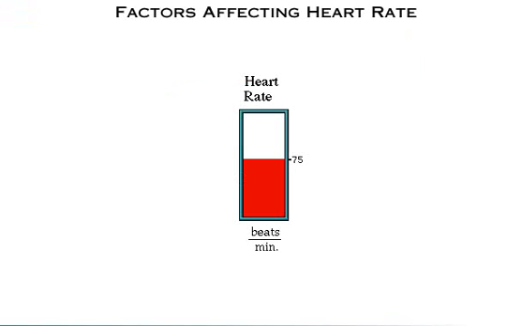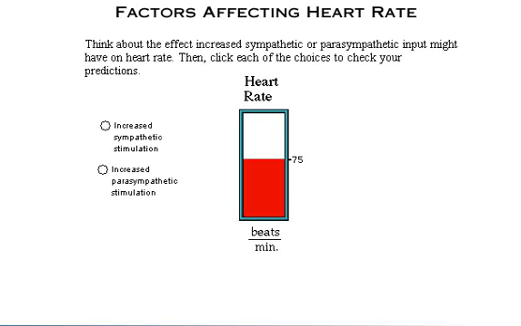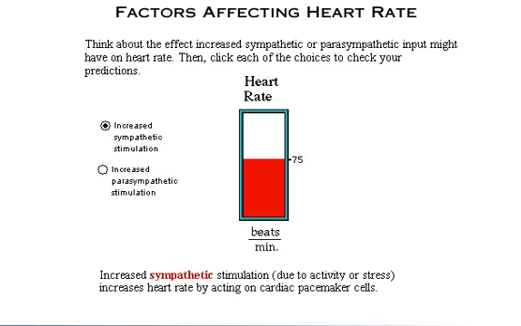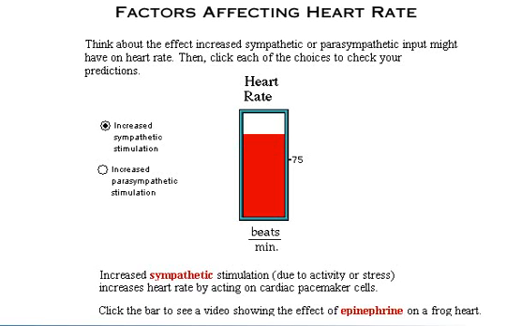The key factor regulating heart rate is the balance between sympathetic and parasympathetic stimulation of the heart. Here's an exercise for you. Think about the effect increased sympathetic or parasympathetic input might have on heart rate. Then, click each of the choices to check your predictions. Click the bar to see a video showing the effect of epinephrine on a frog heart.